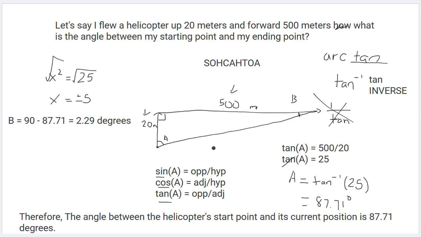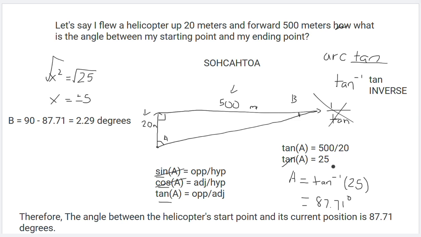So I don't know my hypotenuse here, so I can't really use sine and I can't really use cosine unless I do the Pythagorean theorem and find them out. Let's just use the information we have. If I look at angle A, which is the angle from my start point to my end point, I have an opposite of 500 meters and an adjacent side of 20 meters. So let's use that in our calculations. The tangent of A is opposite over adjacent, so it's 500 divided by 20. Well, we can just simplify that. The tangent of A is 25.